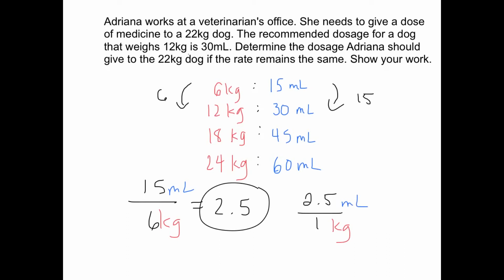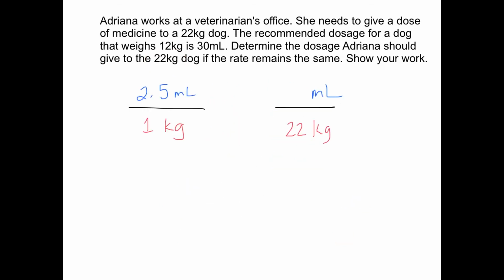So what do you think a 22 kilogram dog would need? Well, now that we know that the rate is 2.5 milliliters for every 1 kilogram dog, can we find a ratio that's equivalent to this? Well, think, how did we get from 1 to 22? Is this related by multiplication or division? Well, since the number is increasing, we know that's related by multiplication. 1 times what gives us 22? That's right, 1 times 22 is 22.